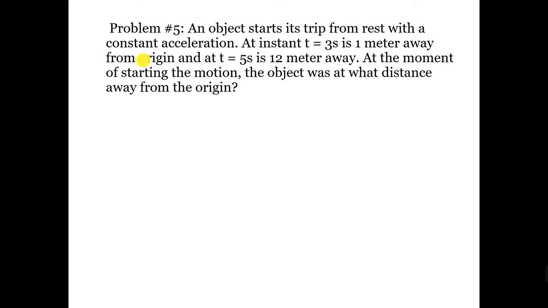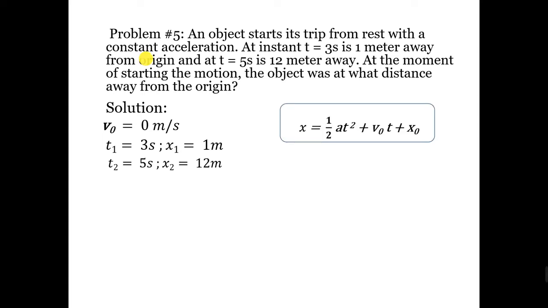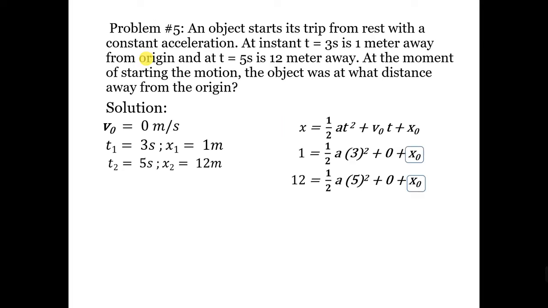Now, the initial velocity of the object is equal to 0. Then, when the object moves in 3 seconds, the object covers a distance of 1 meter, and 12 meters in 5 seconds. Substitute the known values into the kinematic equation, which gives two equations with two unknowns. The first equation is for the 1 meter distance and the second one is for 12 meters.